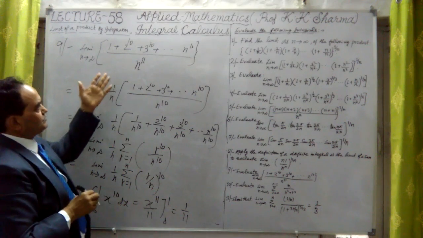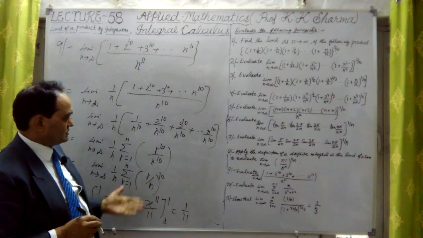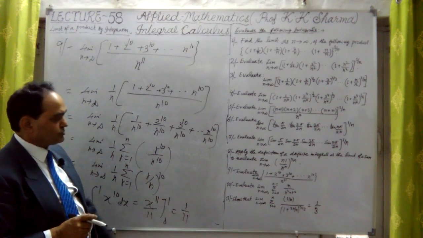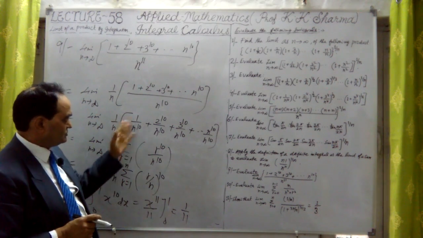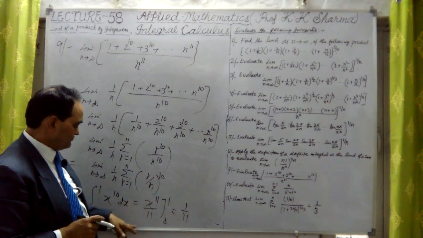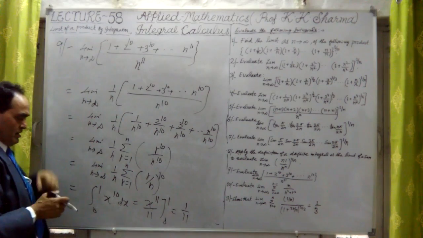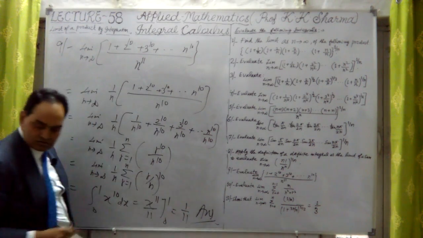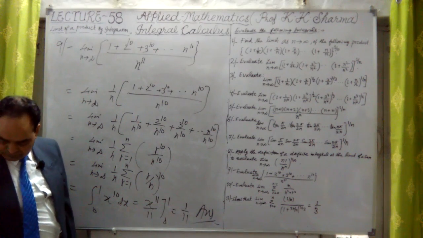So the value of this whole series is equal to 1 upon 11. We are not to consider this as a product here, because this is not a product. This is the sum of a series, summation of series given in this case. The answer is 1 upon 11 for this question, because this is just the integration of x raised to power 10 and then the limits. So 1 upon 11 is the answer here. So question number 9 we have done.